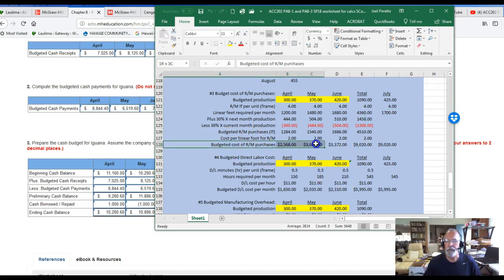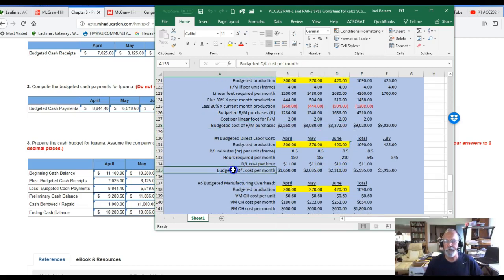So we have budgeted raw material purchases. The next item is budgeted direct labor, and again we start with our budgeted production. We apply the fraction of hours required for each unit, in this case 30 minutes or half an hour. So for production of 300 units at half an hour per unit, the hours required are 150 hours. The direct labor cost per hour is $11. So if we multiply 150 times 11, the budgeted direct labor cost for April is $1,650.